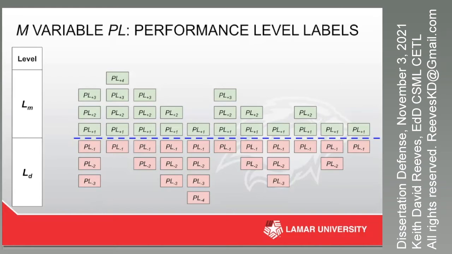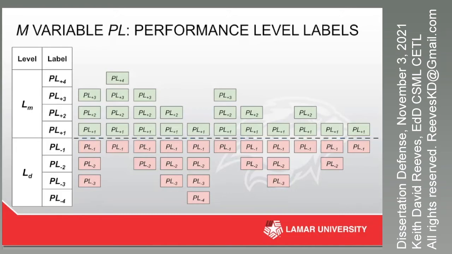We label each PL in each model accordingly, shown here. Each level above plus 1 gets another number, plus 2, plus 3, and so on, and each level below negative 1 is negative 2, negative 3, and so on. We have now given a specific label to each performance level in each model in the taxonomy. I'll add the label for each row here on the left to make it easy to see.